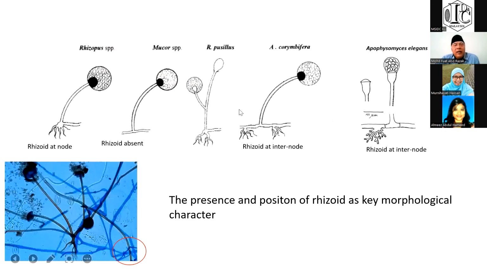Lastly, another key morphological character in Mucorales is the presence and position of rhizoids. A rhizoid is a root-like structure on the hyphae. Mucor has no rhizoid. Rhizopus has rhizoids near its sporangiophores, and we call this position a node. Whereas in Lichtheimia, the rhizoid is in between the sporangiophores.